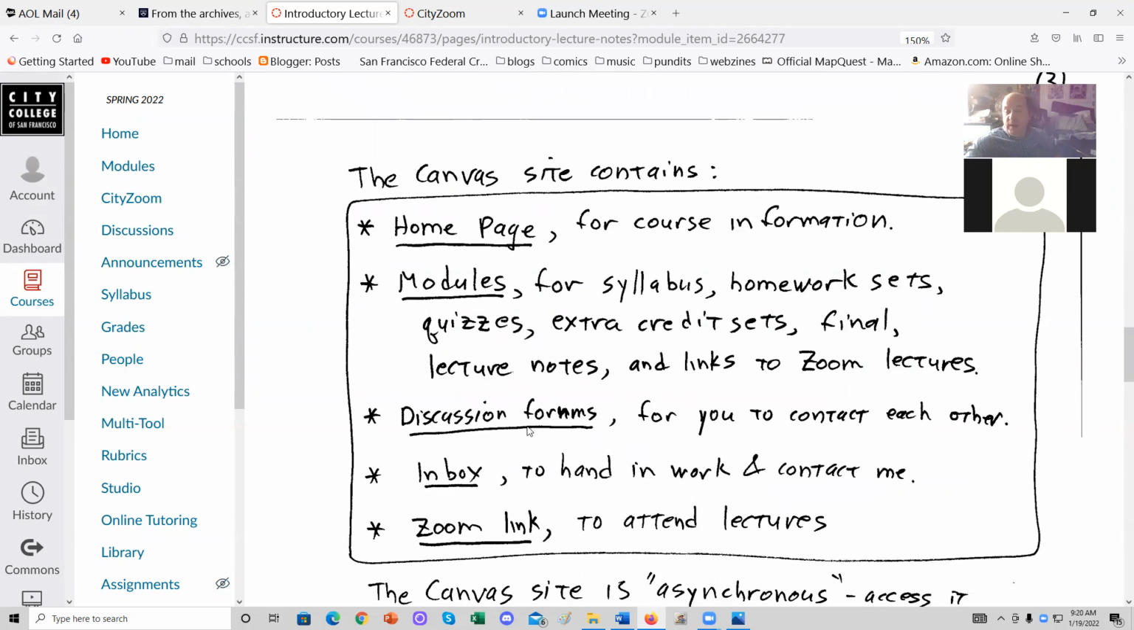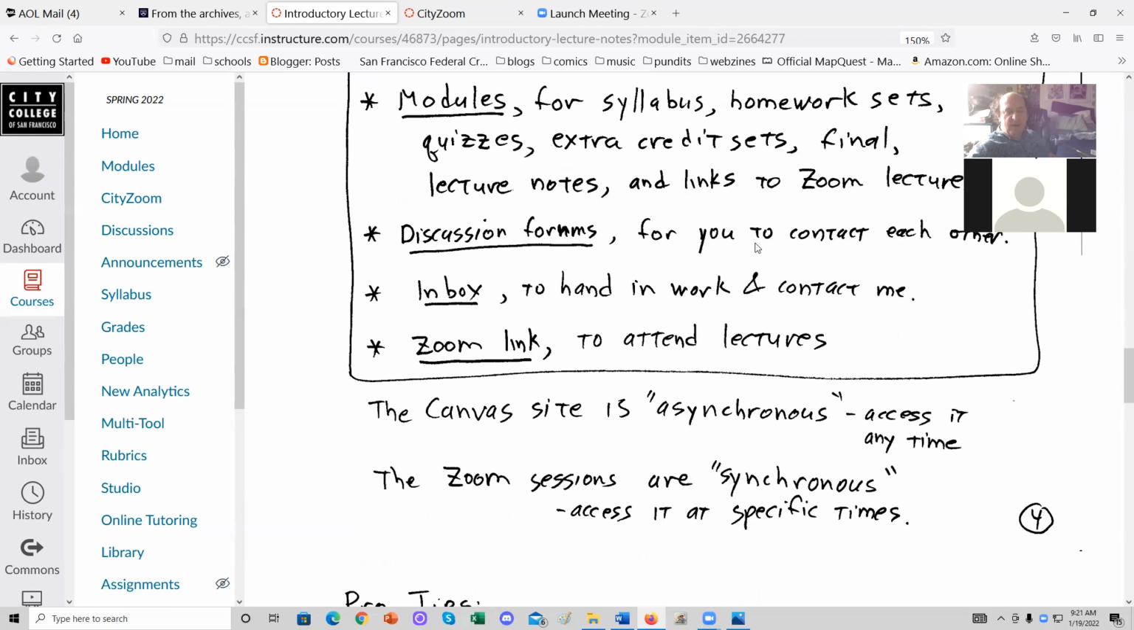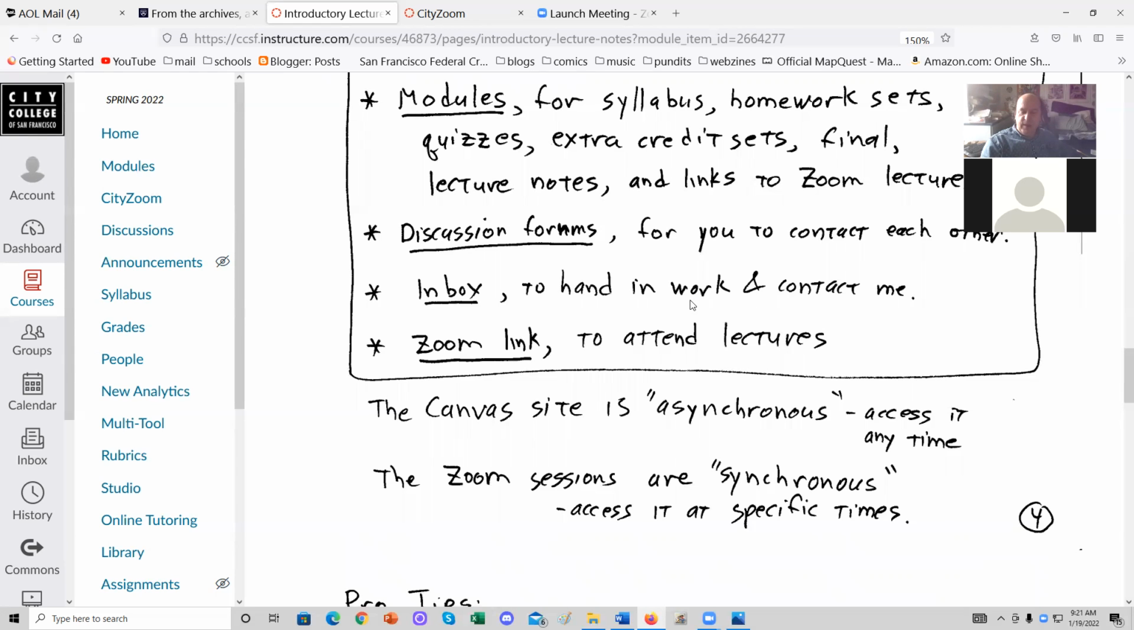All right. This Canvas site contains a home page, course information, modules for syllabus, homework sets, quizzes, extra credits sets, final, lecture notes, and links to Zoom lectures. The discussion forums for you to contact each other. There's an inbox here to hand in work and to contact me, and a Zoom link to attend lectures. This Canvas site is asynchronous, means that it's up at all times, and you can access it anytime. It won't change. Well, maybe slowly. Zoom session is synchronous. You are to attend to it at specific times and places.